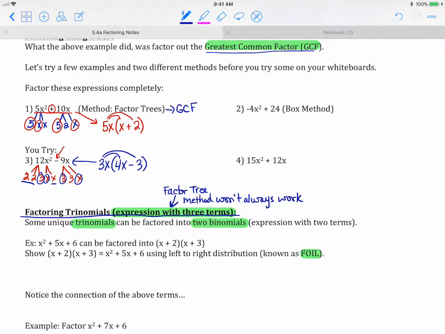Next, we have the box method, okay? The box method. Once again, this won't always work once we pass this line down here because we are working with the GCF right now. So I have two terms, so I'm going to draw two boxes, and I have negative 4x squared plus 24. So I put those in the two separate boxes, and I'm going to factor out the greatest common factor.